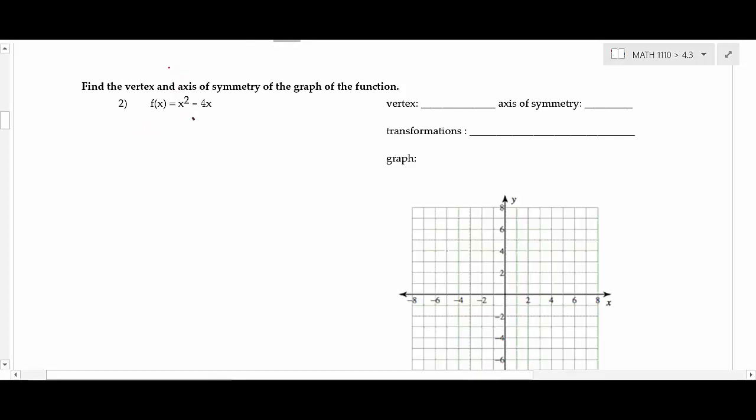Okay, what's different about this problem is it's multiplied out. We're going to put it in the vertex form by completing the square. Okay, so we want to work on this for a few minutes. Okay, what we want to do is I want you to do this. Put a set of parentheses around x squared minus 4x and leave a little blank there.